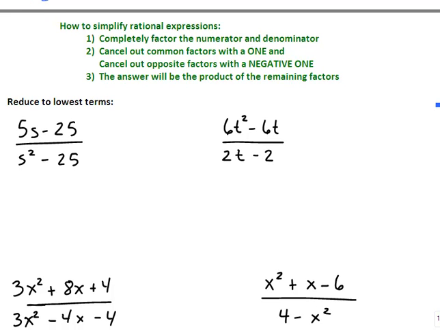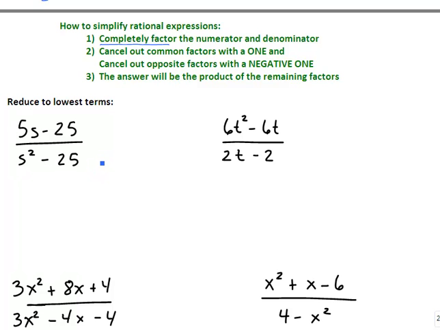This time when we go to simplify, we are going to be looking at the numerator as well as the denominator, and we're going to always start by completely factoring everything in the top and everything in the bottom. Once we have it completely factored, then we're going to cancel out any common factors with a positive 1, or cancel out any opposite factors with a negative 1. And our answer is going to be all the factors that are left.